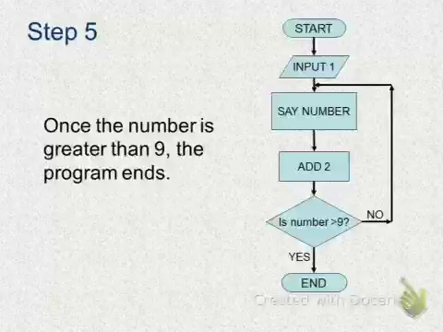Again, look at that flowchart. We start. We've got our input value. We're going to say the number. We're going to add 2 so that we have odd numbers. Then we're going to make a decision. If the number is greater than 9, we stop. If it's not, we repeat the process.